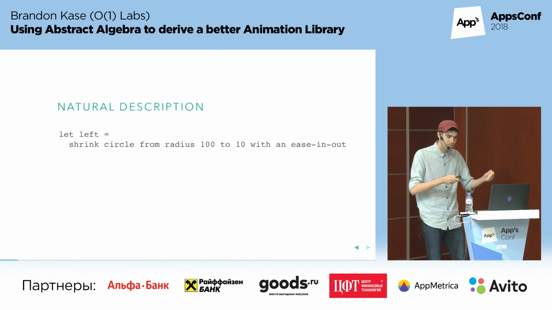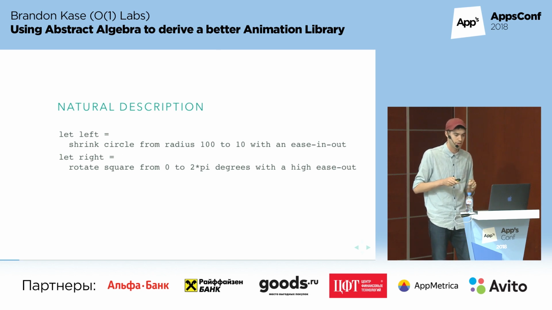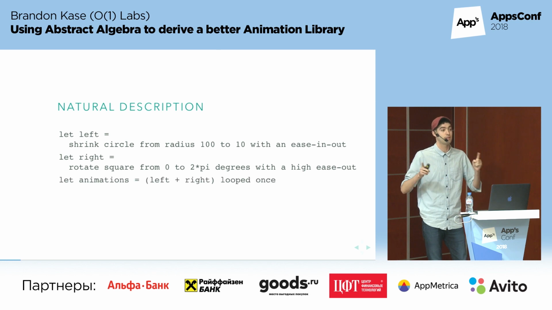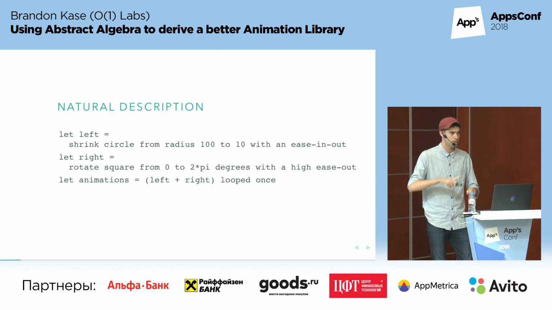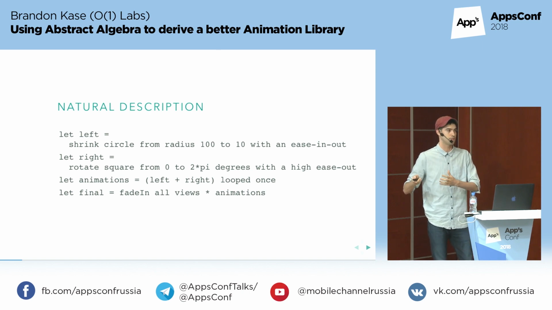On the left, we shrink a circle from radius 100 to 10 with an ease in out curve. On the right, we rotate a square from 0 to 2 pi with a high ease out curve, maybe with custom control points from our designer. Then we do the left and the right at the same time and loop once. I'm going to denote at the same time with addition. And then finally, we fade in everything before doing all the animations. This sequencing, I'm going to denote with multiplication. But if I didn't use those operators, this is a natural way to explain an animation. Maybe you could get this from your designer.